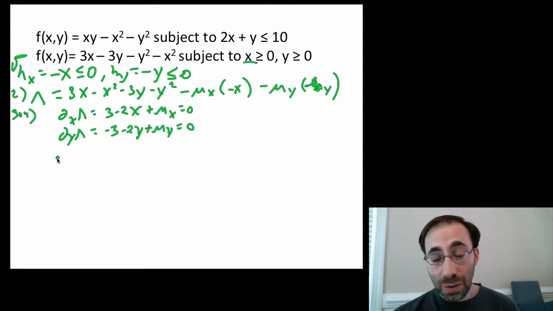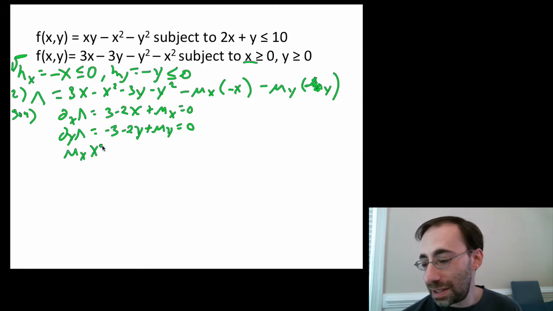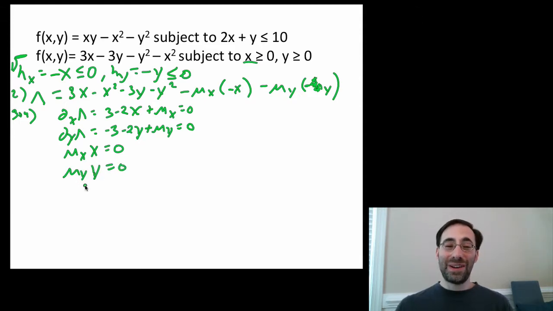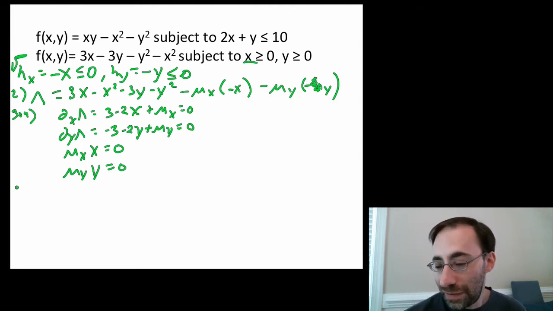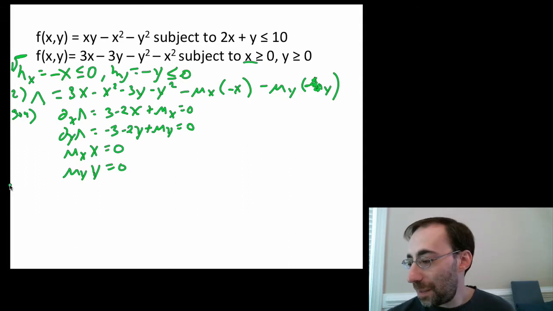Now we need the two complementary slackness conditions. Mu x times x equals 0, and mu y times y equals 0. Now you can take a negative out front if you wanted to, but it's equal to 0, so it doesn't matter. Okay. We get 4 cases from this. So step 5 involves 4 cases. I'm going to write them up here so I can do the math down there.